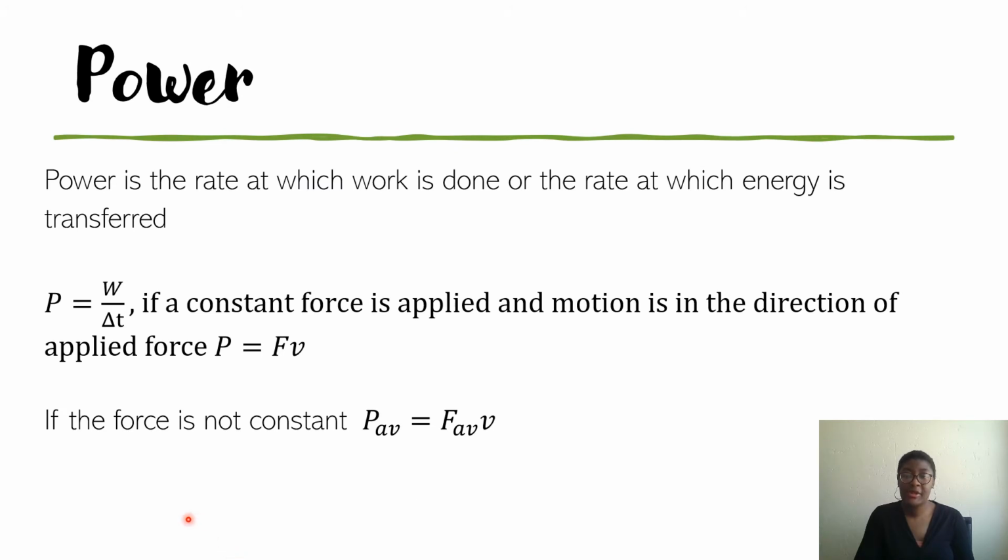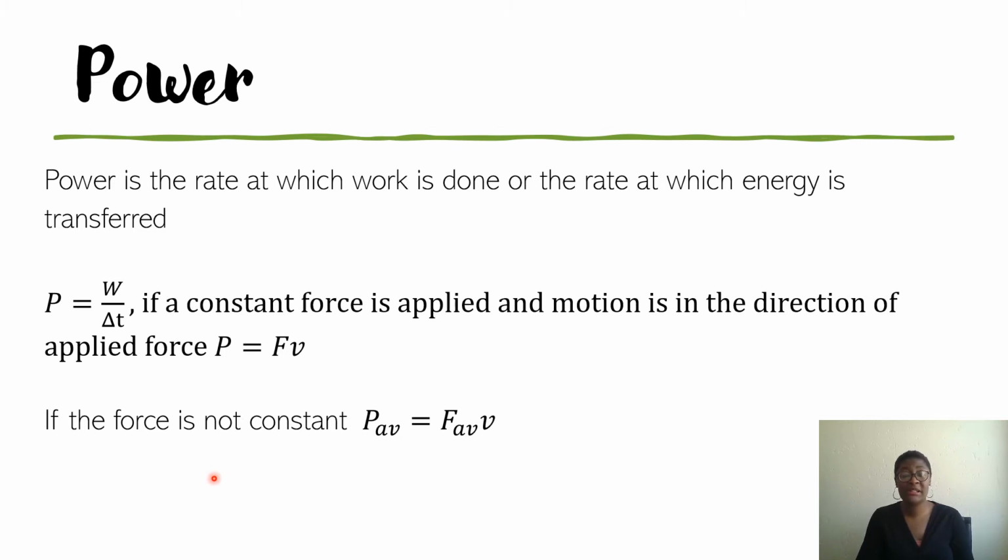Last in this topic is power. Power is defined as the rate at which work is done, or the rate at which energy is transferred. Mathematically, you will represent power as P is equal to your work done divided by change in time. Now, if a constant force is applied and the motion is in the direction of your applied force, you can also find power by multiplying the force times the velocity.